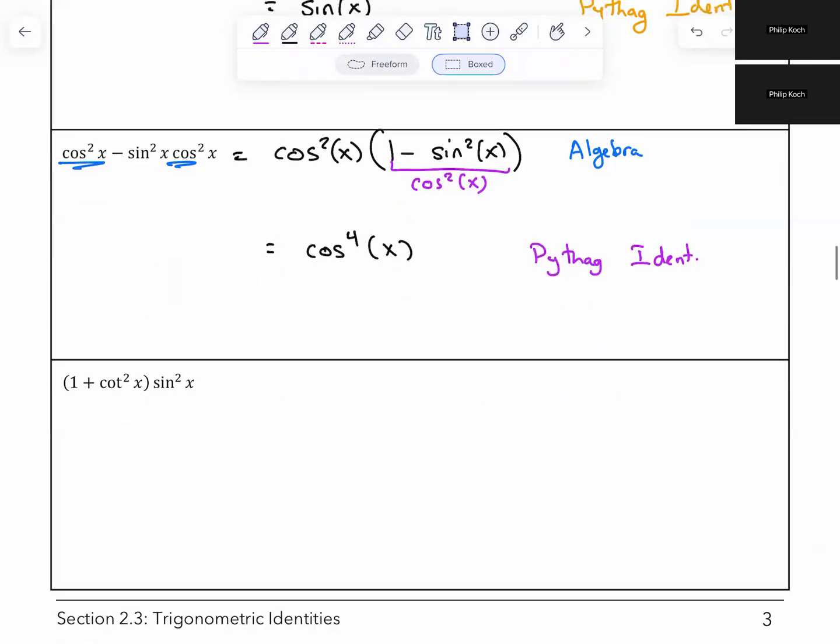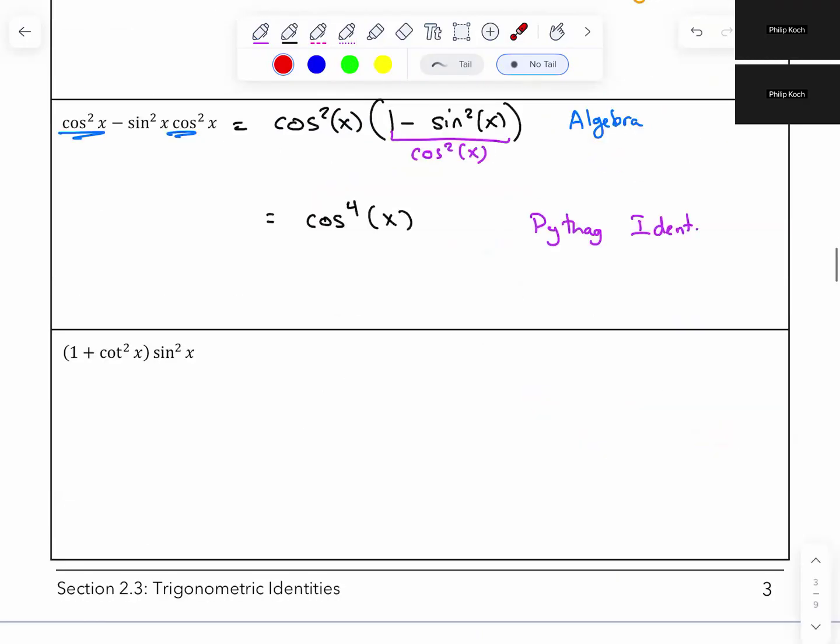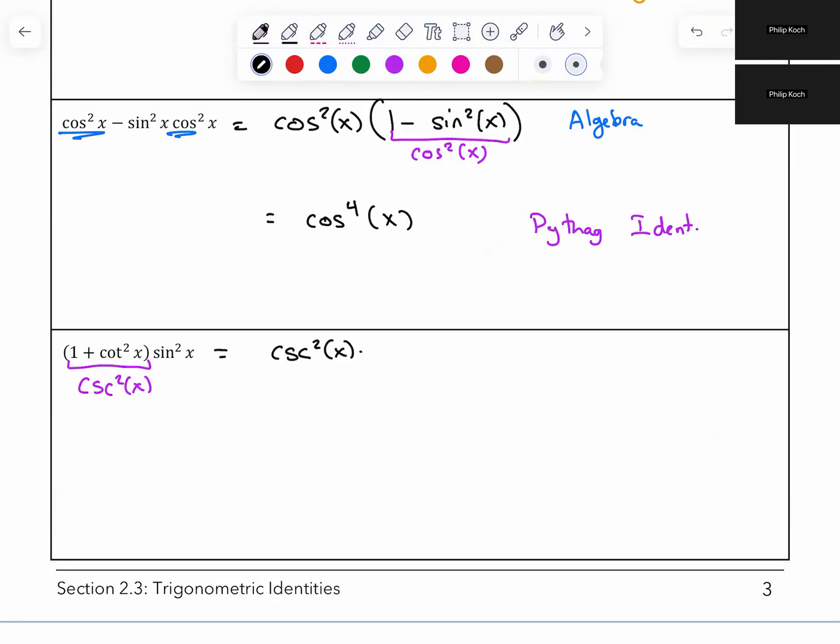All right, the next one, 1 plus cotangent squared times sine squared. A couple things could be possible here. There are myriad options. The simplest, fastest way, in my opinion, is to notice that this is a Pythagorean identity. 1 plus cotangent squared, we can look back up here, is cosecant squared. So that would be what I would do. This is cosecant squared of x times sine squared of x, and that's by a Pythagorean identity.